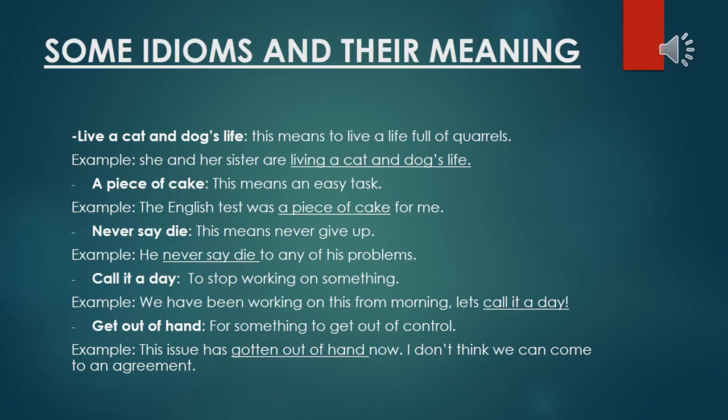Now let's look at it in an example. She and her sister are living a cat and a dog's life. Now this simply means that she and her sister are always quarreling. They are always at each other's necks.